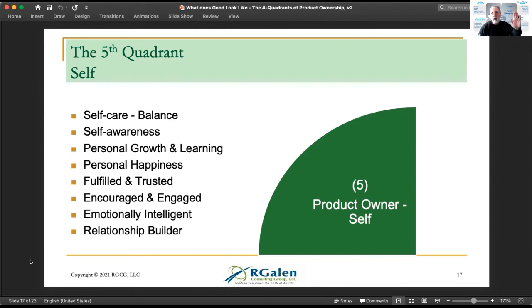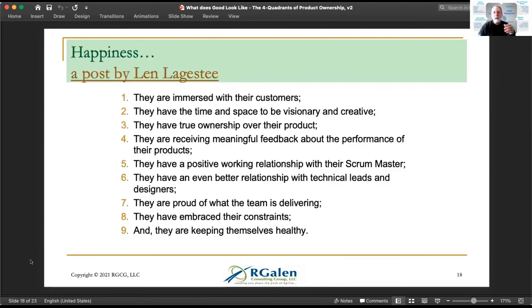So the 5th quadrant, there's a wonderful post by Len Legacy, who's a coach, I think in the western part of the US. And he talked about happiness. Are you happy? And here are some attributes of happiness. You're immersed. You have the opportunity to be immersed with your client, your customer. Number 3, it's the counterpoint to what I was saying. You have true ownership of your product. You have true trust to your product.